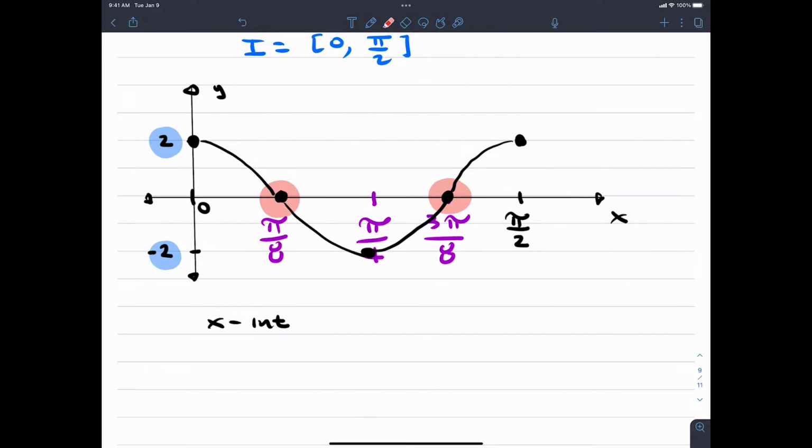Right? An x-intercept is where the curve hits the x-axis. It happens when x is pi over 8 and x is what? Pi over 8. It's those red points. All right. What else is important for us to know?